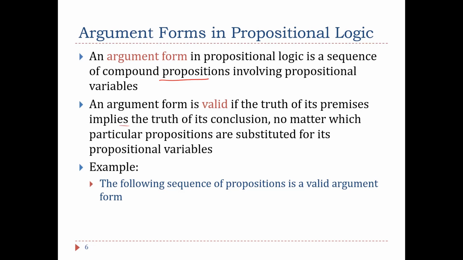For example, the following sequence of propositions is a valid argument form: P implies Q, and P. If both are true, then necessarily we should conclude that Q is true too. This is a valid argument since (P implies Q) and P implies Q is a tautology. If you have P implies Q and you have P, then you can conclude Q. This is a tautology, and I can show it to you in a couple of slides.